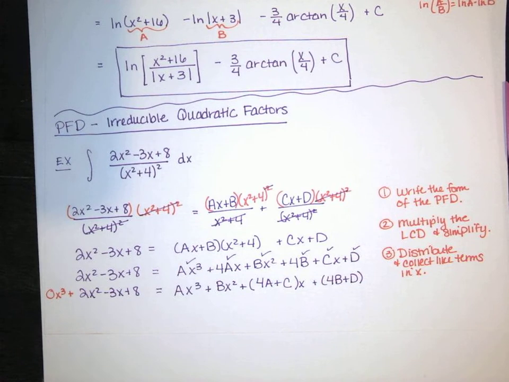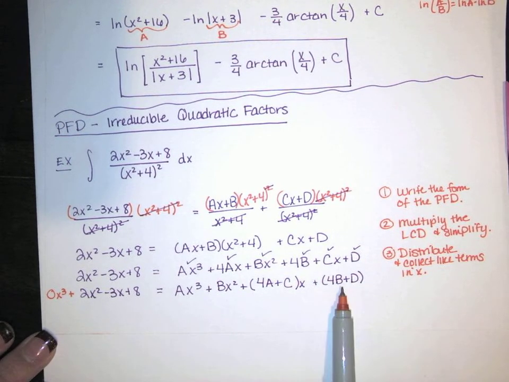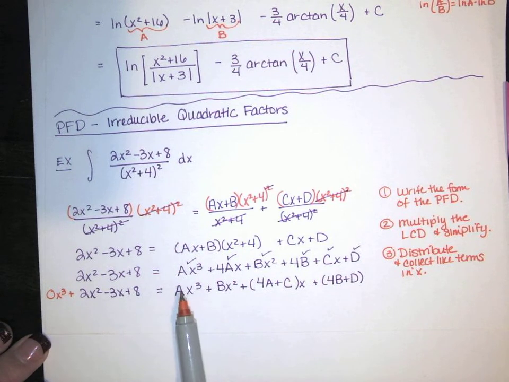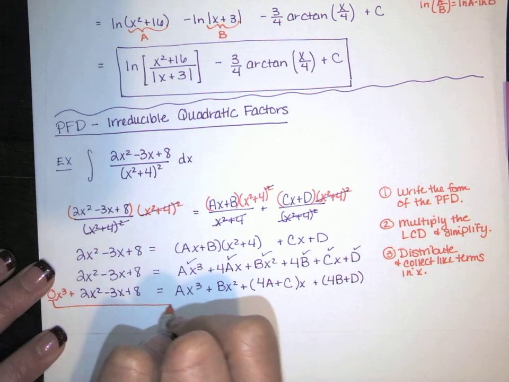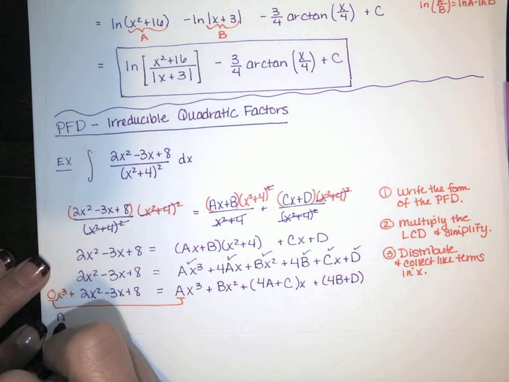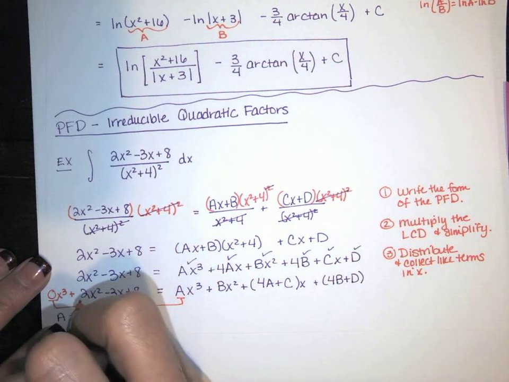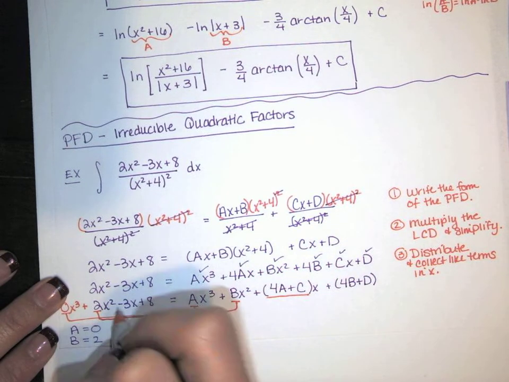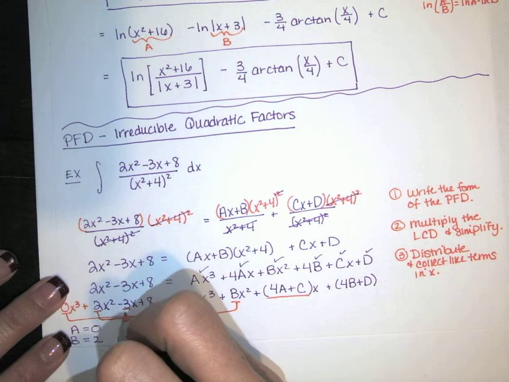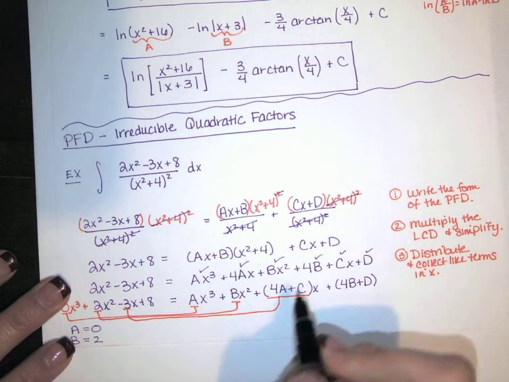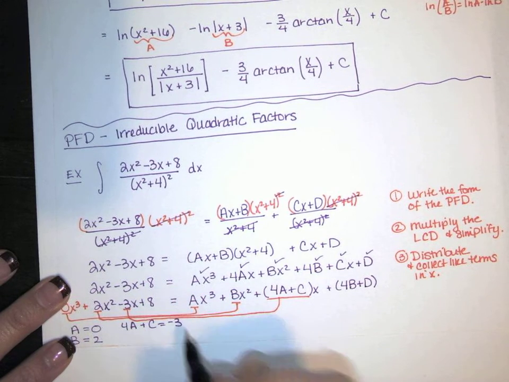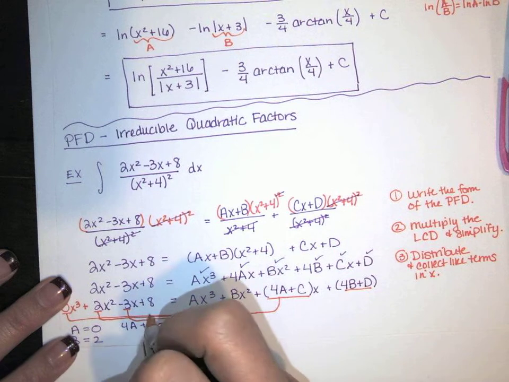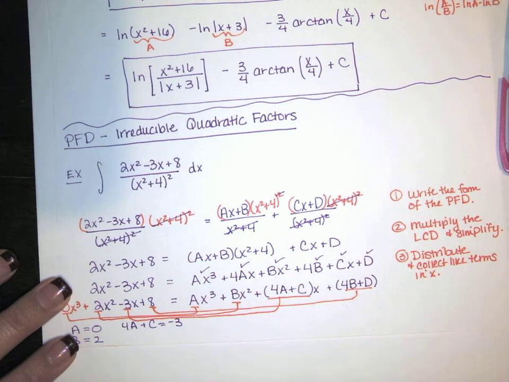Okay, now we're going to use the fact that we talked about in the last video. The only way that the polynomial on this side is equal to the polynomial on this side is if the coefficient of x cubed on this side equals the coefficient of x cubed on this side, and the coefficient of x squared on this side equals the coefficient of x squared on this side, and so on. So 0 has to be equal to a. Well, that's nice. It gives us the value of a immediately. A is 0. And the coefficient of x squared on this side has to equal the coefficient of x squared on that side, so b must be 2. And the coefficient of x on this side, 4a plus c, has to equal the coefficient of x on that side. So 4a plus c must be -3. And then the constant term on this side has to equal the constant term on that side. So 4b plus d must be 8.